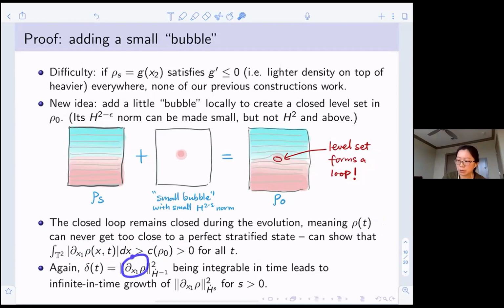It means that if partial x1 has a tiny H^-1 norm, but its L2 norm can never get too small, always bigger than a certain constant, then its H^s norm has to grow for any s bigger than 0. So that is the idea: even for this non-linearly stable steady state, if the perturbation is small in H^(2-epsilon), we can still make it non-linearly unstable.